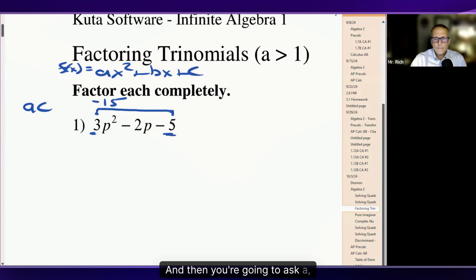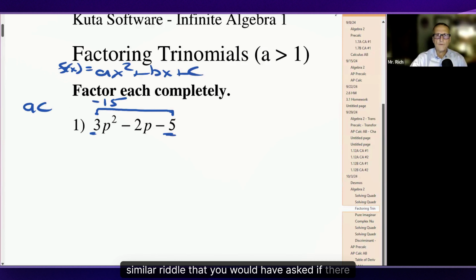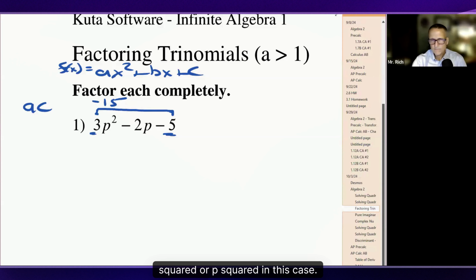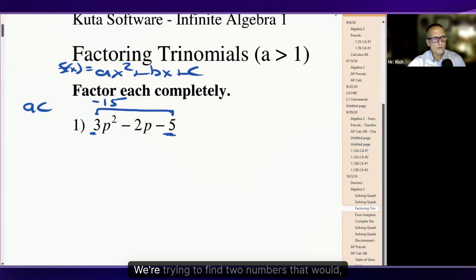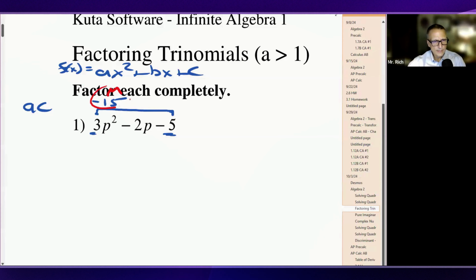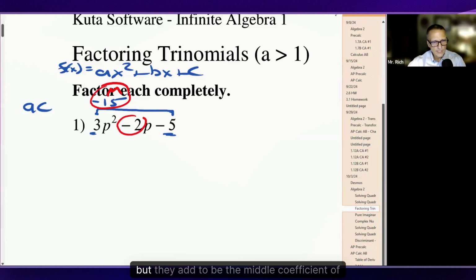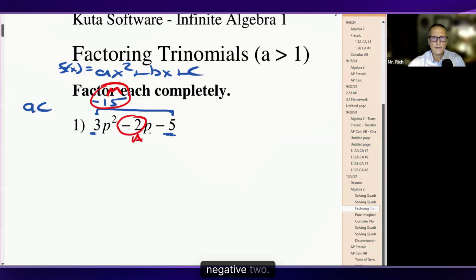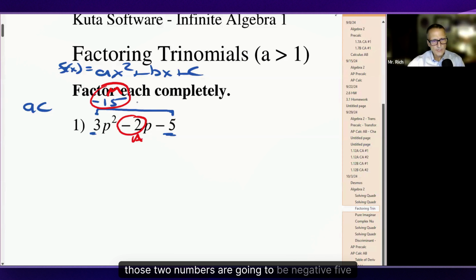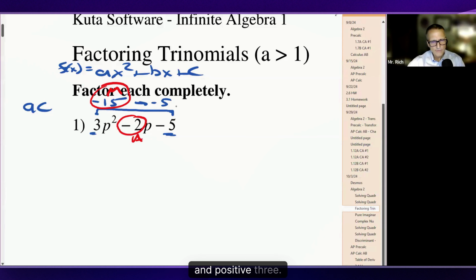And then you're going to ask a similar riddle that you would have asked if there was a coefficient of 1 in front of that x squared, or p squared in this case. And that was the multiplication addition riddle. We're trying to find two numbers such that they multiply to be that -15, but they add to be the middle coefficient of -2. And if you think about that, those two numbers are going to be -5 and +3. Their product is -15. Their sum is -2.